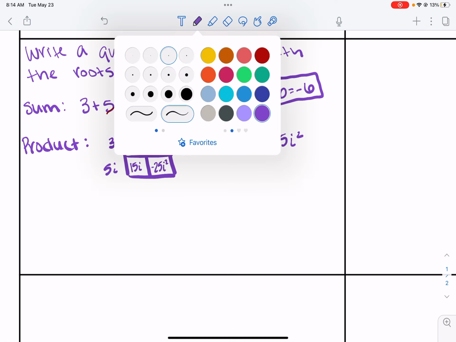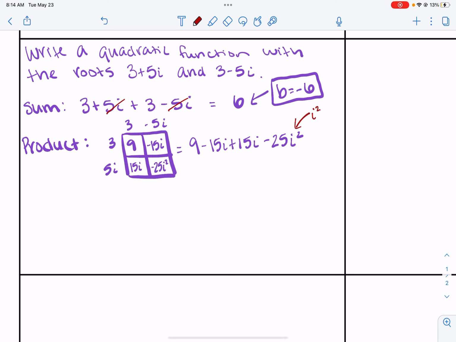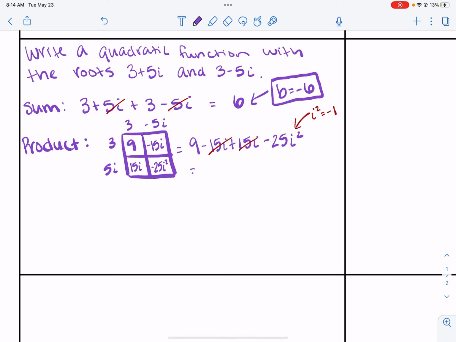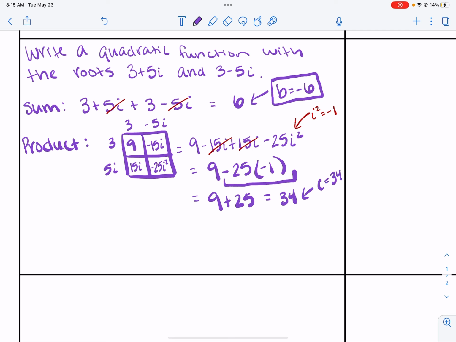Couple of things here. i squared is equal to negative 1, and these two will cancel. Negative 15i plus 15i, that's 0. So we're left with 9 minus 25 times negative 1, because i squared is negative 1. If you look just at that part, this becomes 9 plus 25, so that's 34. The product is your c. So c is equal to 34. You don't flip the sign on this one.